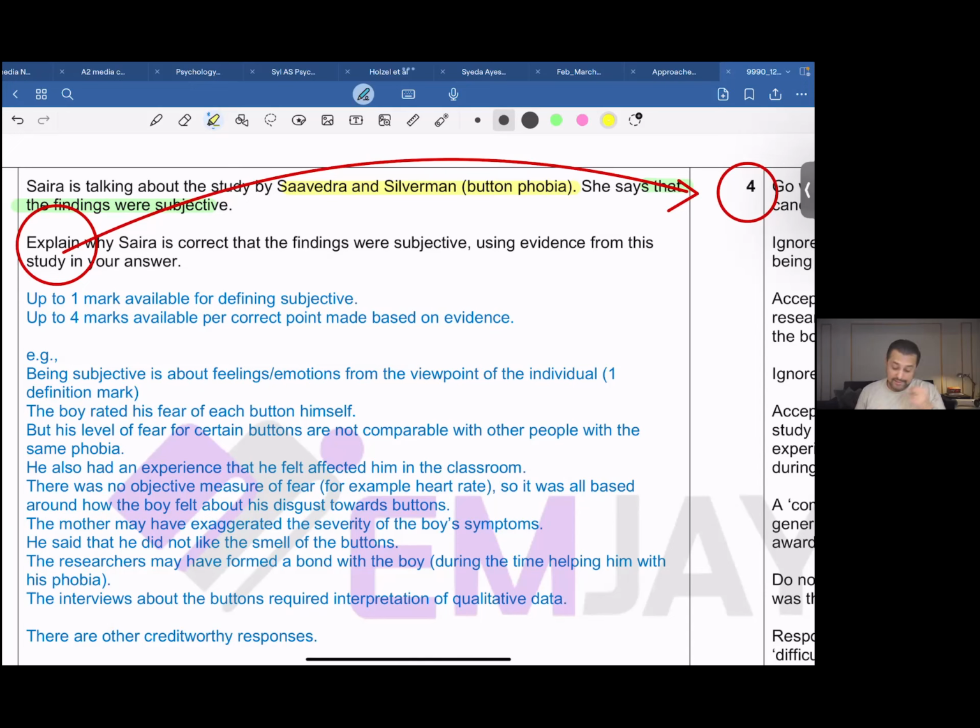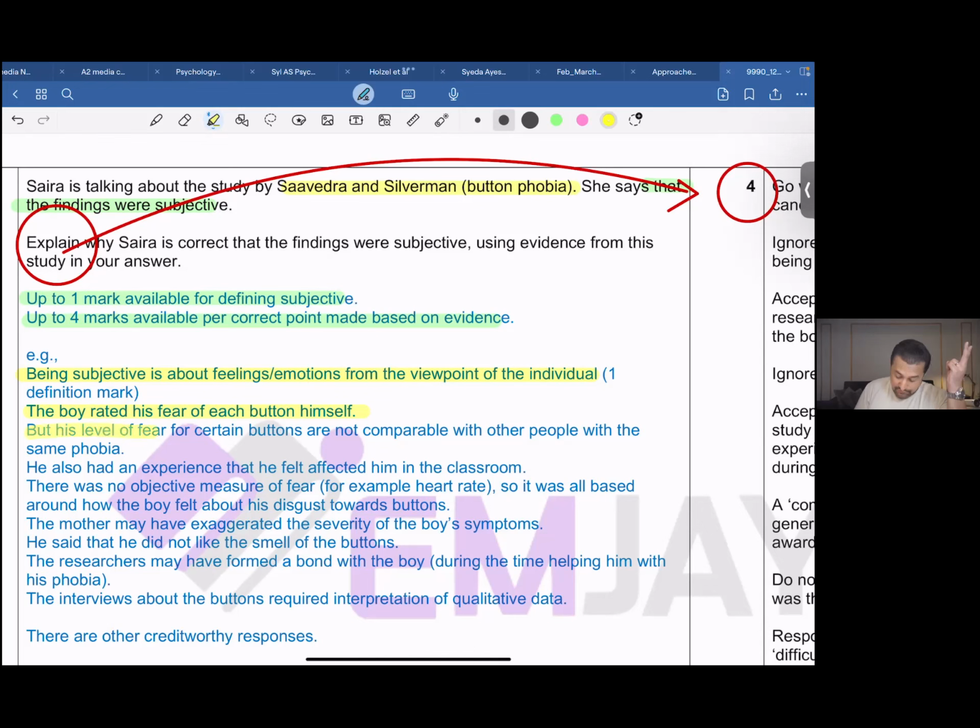So taking this ahead, the generic marking criteria is up to 1 mark available for defining subjective, and up to 4 marks available for each correct point made based on evidence. So if you are able to define subjectivity, you would get a mark for that too. Being subjective is about feeling emotions from the viewpoint of the individual. The boy rated his fear of each button himself. That was his subjective rating.